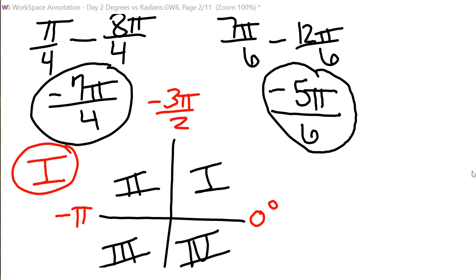So now let me get this marked with increments of pi over 6. Negative pi over 2 is also equal to negative 3 pi over 6. Negative pi is also equal to negative 6 pi over 6. And negative 3 pi over 2 is also equal to negative 9 pi over 6. So negative 5 pi over 6 would terminate in which quadrant? Quadrant 3 is correct.